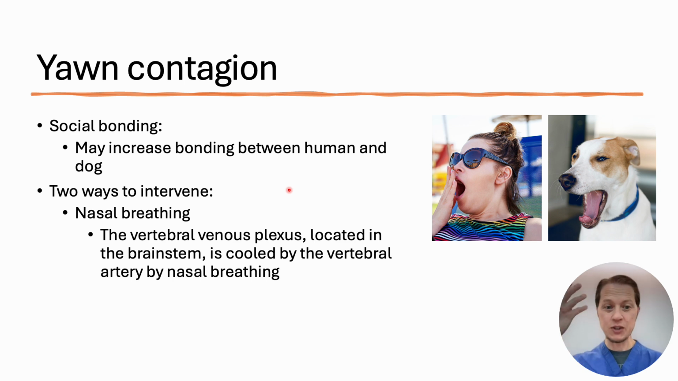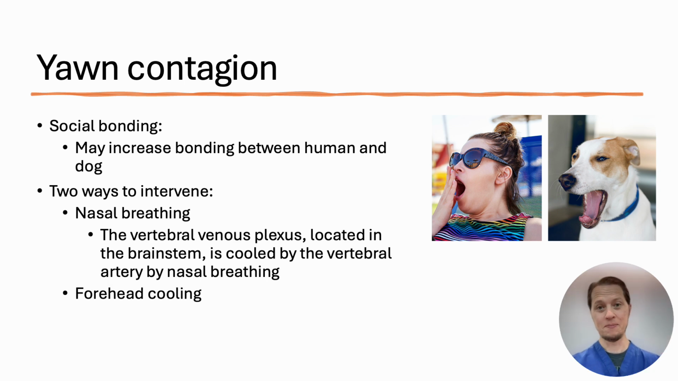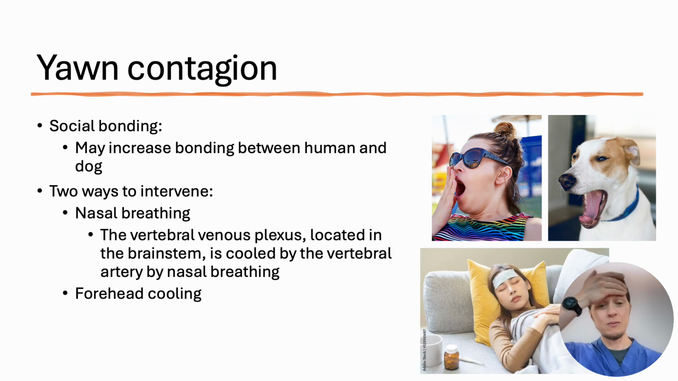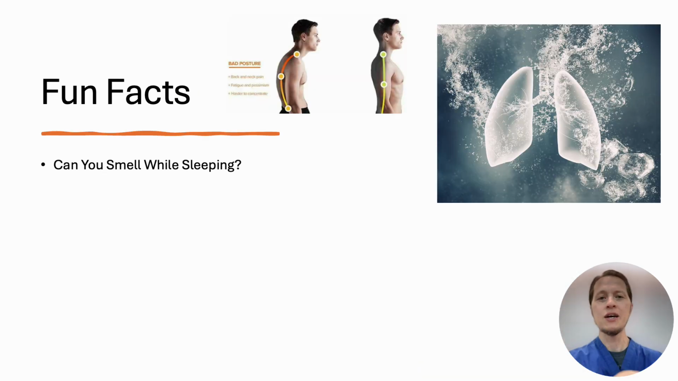Vertebral venous plexus, which is in the brainstem, gets cooled in addition to that nasal cooling pathways of all the other areas when we cool our brains. That apparently focally cools down the brainstem and may stop the yawn. Forehead cooling. This is not something that's common, but they just tested it. So if you slap a cold thing on your forehead, you apparently can stop a yawn. So kind of fun. All right, second to last slide here.